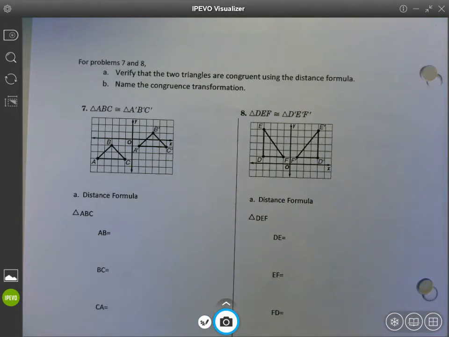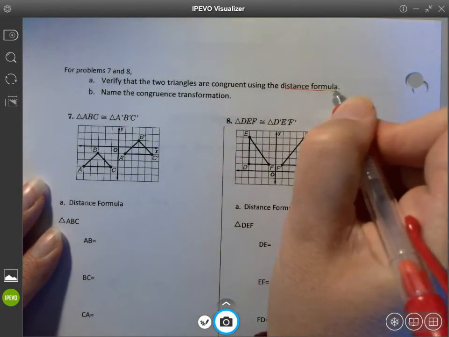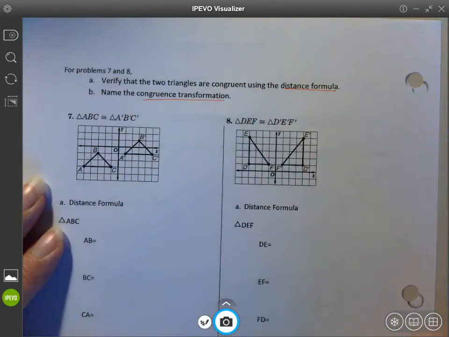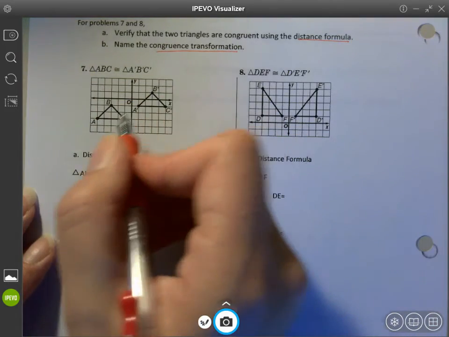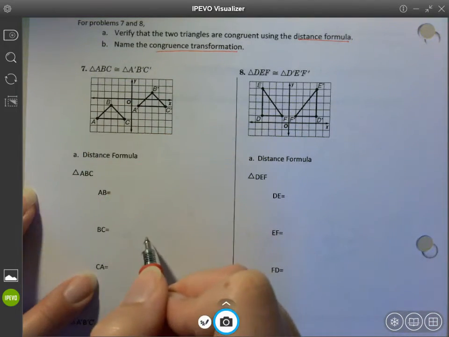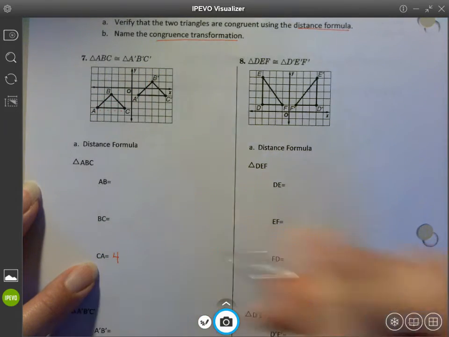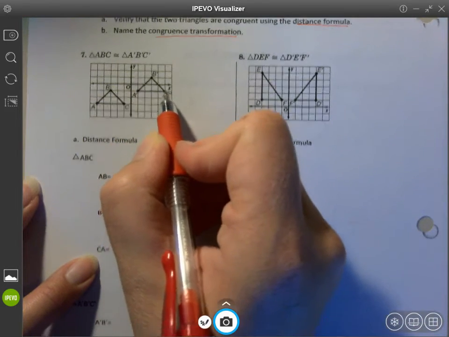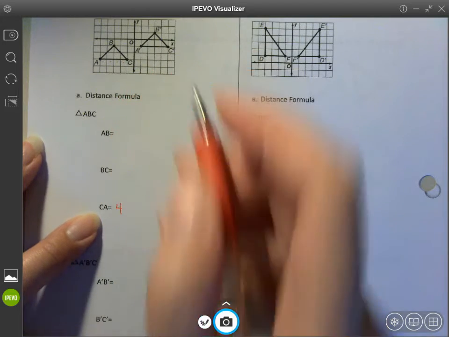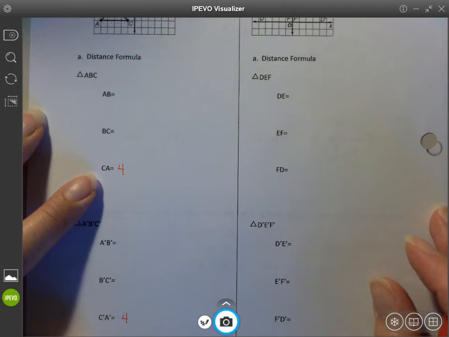On the back, this is nearly not what we just did in our notes. It does say to verify the 2 triangles are congruent using the distance formula and then name the congruence transformation. Here's what I want to start you with. First of all, let's think about this. AC is no work at all because I can count 1, 2, 3, 4 blocks. So I didn't need the distance formula for AC. Did you see the A prime, C prime? 1, 2, 3, 4. A prime, C prime is also 4 units. Okay, so do we see that there?